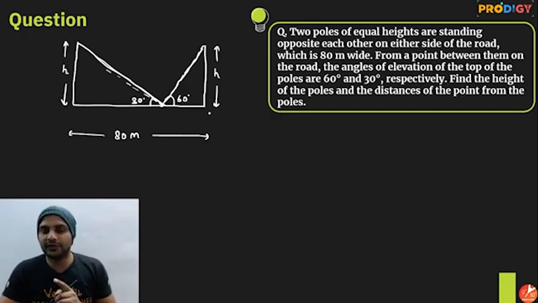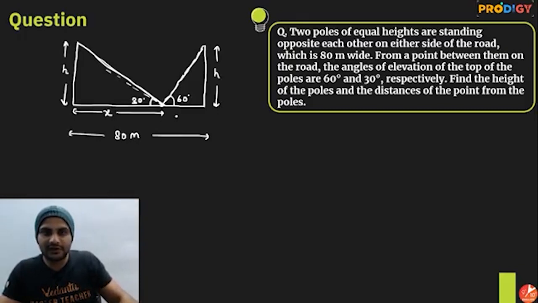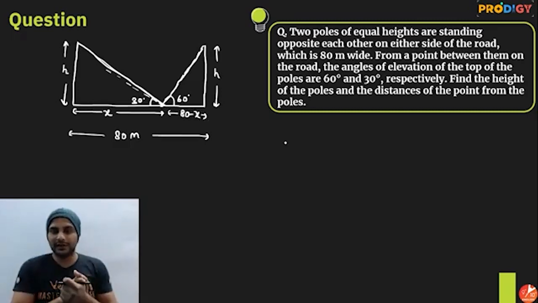Find the height of the poles and the distance of the point from the poles. At what distance is it? So let's say this is at a distance of x meters. So this is going to be 80 minus x. Simple logic. The total is 80, if this is x, the remaining is 80 minus x.